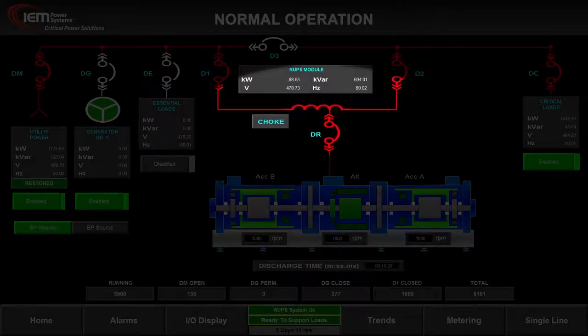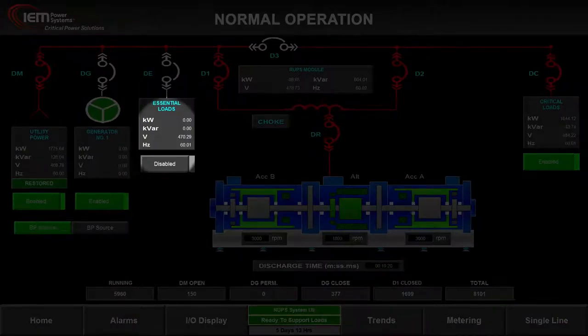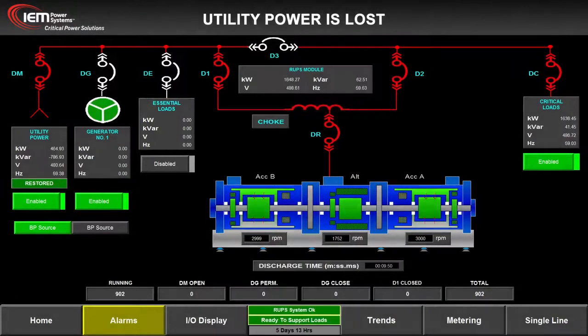At all times, power flows to the critical load through the UPS choke, and so the Rotabloc conditions all power supplied to it. For the purpose of this demonstration, all loads are regarded as critical, and so essential loads are zero throughout. Utility power is lost.